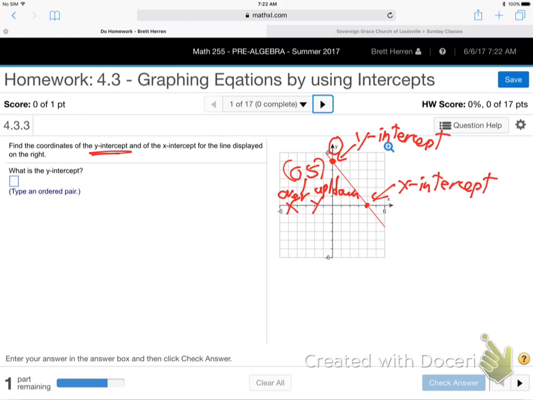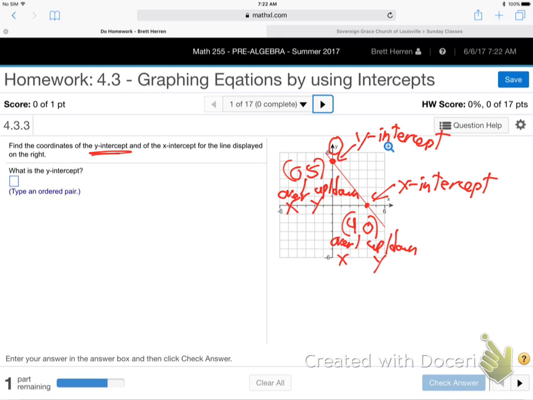And then what about the x-intercept? What are the 2 numbers? The first number is over, that's x. The second one is up or down, that's y. It's over 4, up 0. That's right. All right, good? That's what they want from you. They're going to ask you those 2 questions, and they want those 2 answers. Easy enough. They're called intercepts.